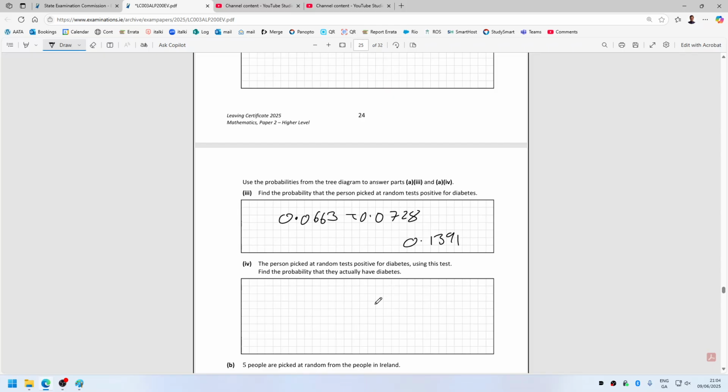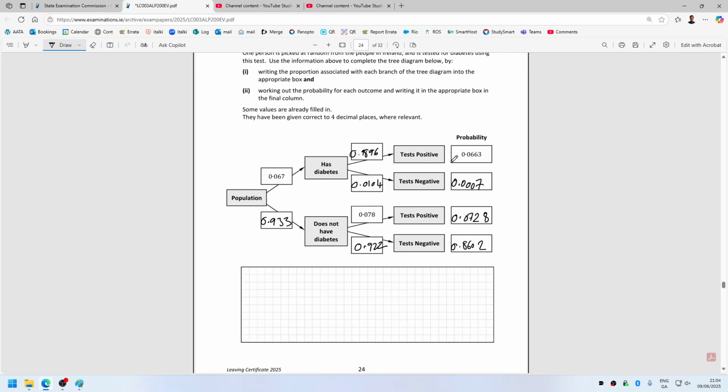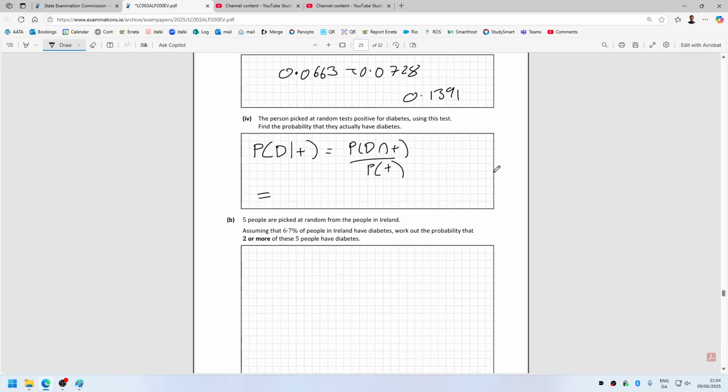Find the probability that they actually have diabetes. So the probability that they have diabetes, given that they tested positive, is the probability of diabetes and positive over the probability of positive. Diabetes and positive is 0.0663 over positive is 0.1391. That is 0.4766.